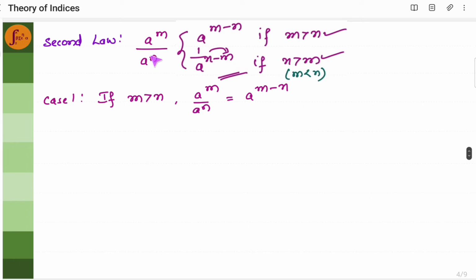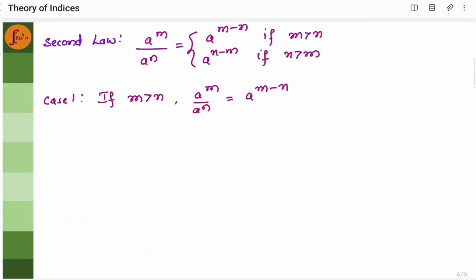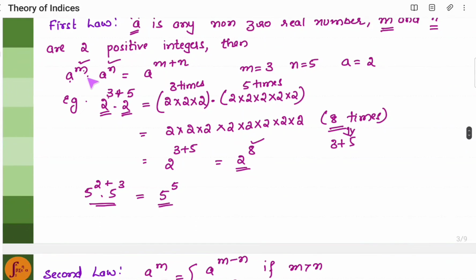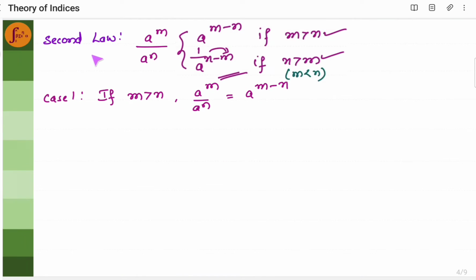The second law states that... see, in the first law, it was multiplication. The second law is about division. So if you have a to the power m by a to the power n, then you will have to subtract the powers. When it was multiplication, you had to add the powers. But when it is division, you subtract the powers, like this: m minus n.